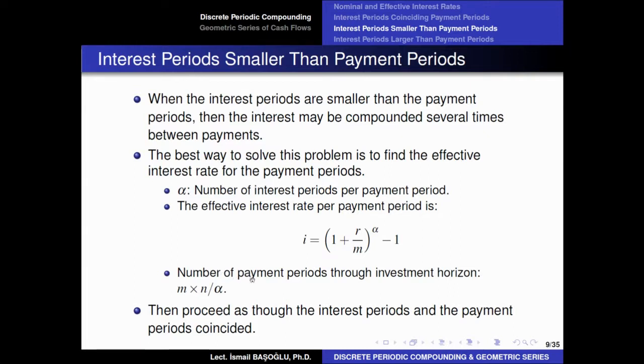And how many payment periods will we have in the investment horizon? M times N is the number of compounding periods in the investment horizon. N is the number of years, M is the number of compounding periods in a year. Therefore, in the total investment horizon, there will be M times N compoundings. And when you divide this by alpha, you will get the number of payment periods. Basically, you are calculating the effective interest rate in each payment period, and the rest will proceed by assuming the interest periods and payment periods coincide. Because when you calculate the effective interest rate per payment period, this will be the effective interest rate of the payment periods, and the rest is the same as the previous problem.